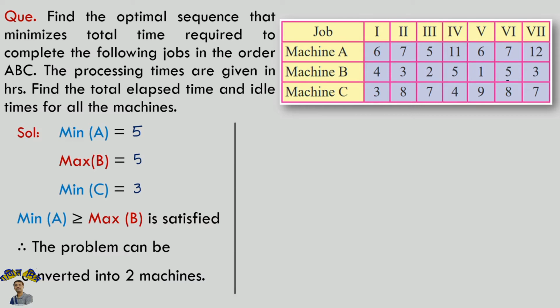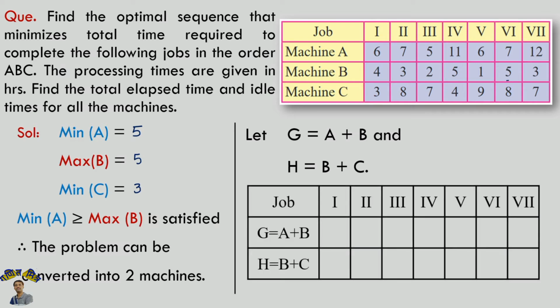Okay, so now let us take 2 machines G and H, like G is equal to A plus B and H is equal to B plus C. Okay, now what we are going to do with these machines, I am going to reform this table. Now I am going to add these numbers and write those numbers with respect to each job.